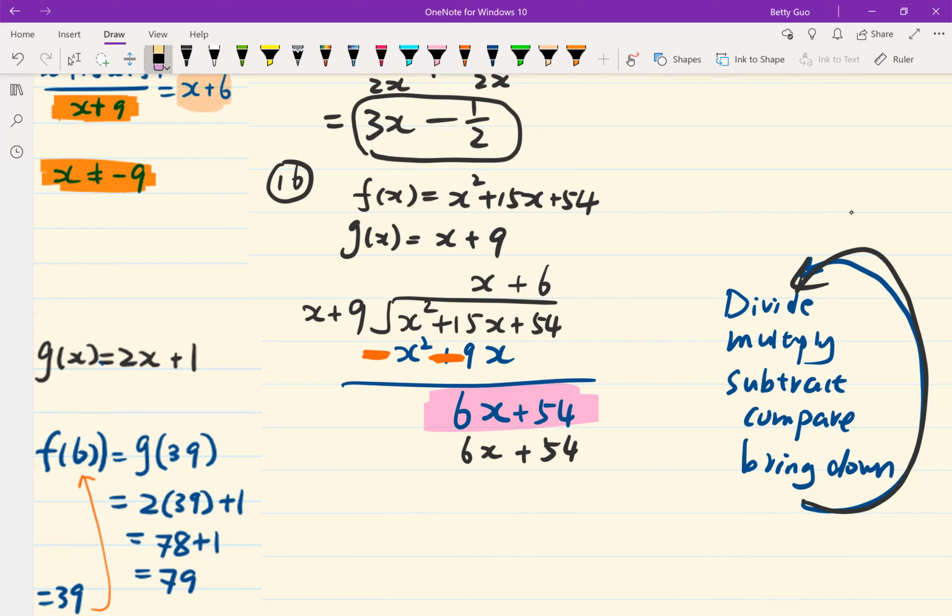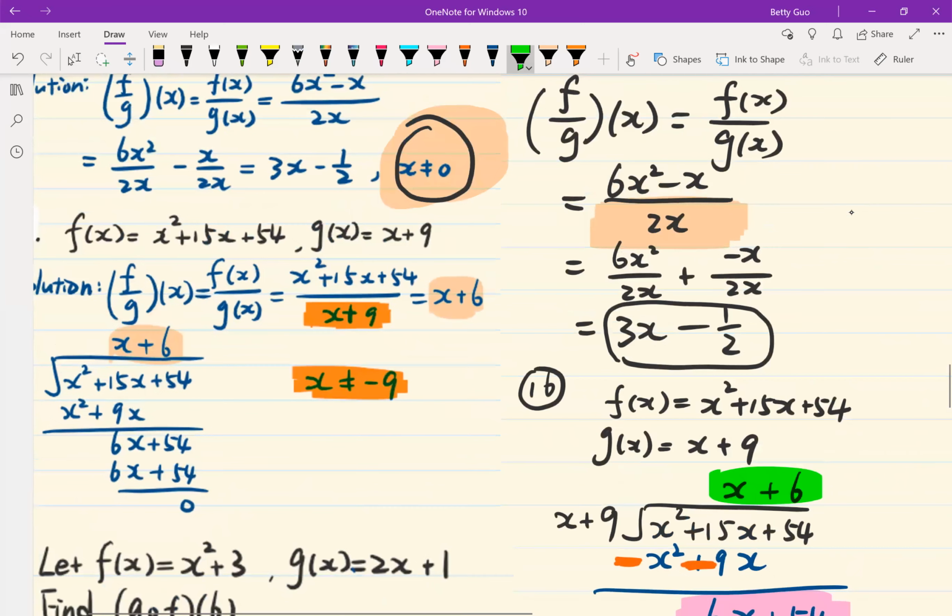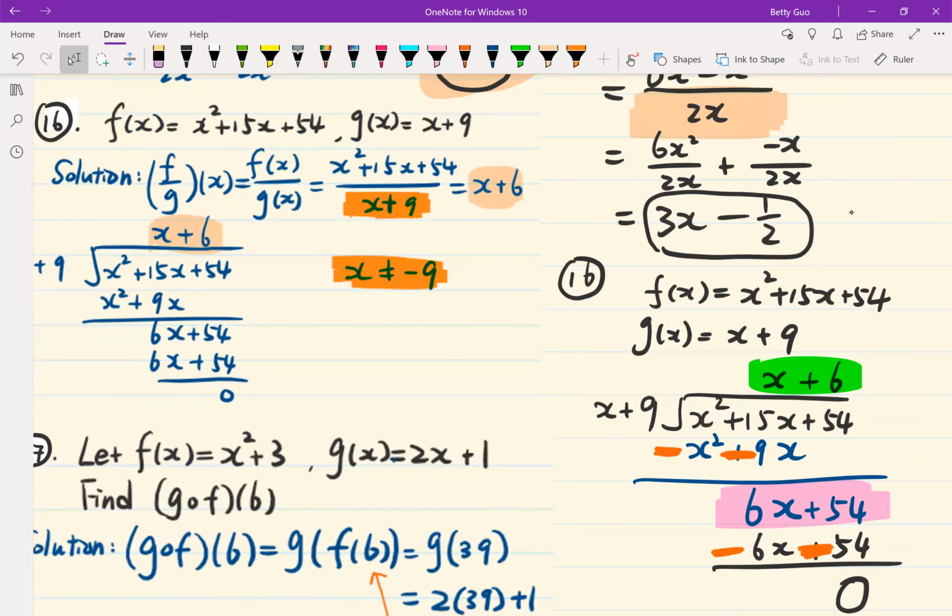We do the subtraction. Remember, we change the sign first and add them up. You can see they are opposite of each other, right? 6x, negative 6x, 0. 54, negative 54, 0. Remainder is 0, and the quotient is x plus 6. So the quotient is x plus 6.